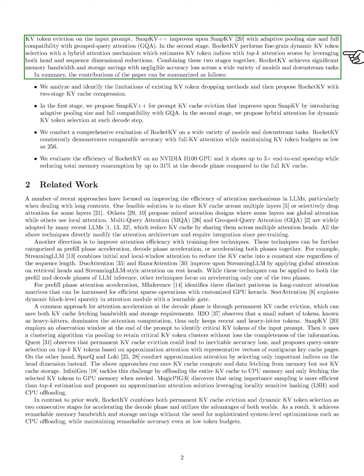In the first stage, we introduce SnapKV++ for coarse-grained permanent KV token eviction, enhancing the previous SnapKV method with adaptive pooling and full compatibility with grouped query attention. In the second stage, RocketKV employs a hybrid attention mechanism for fine-grained dynamic KV token selection, estimating which tokens to keep based on their importance. By combining these two stages, RocketKV achieves significant savings in memory and storage while maintaining accuracy across various models and tasks.